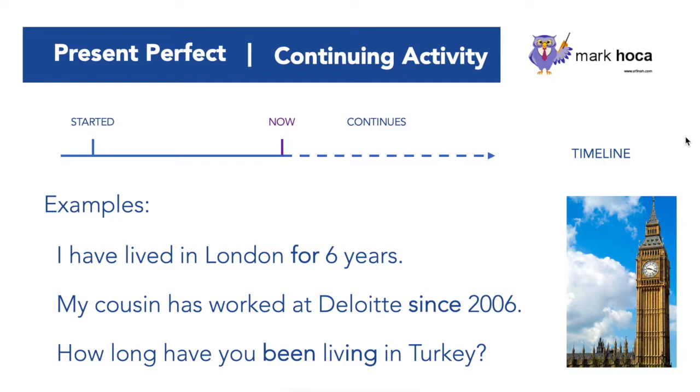How long have you been living in Turkey? Notice that this is present perfect continuous, and we have the been verb here. How long have you been living in Turkey? Answer: I have been living in Turkey for 6 years, since 2006. These are possible.